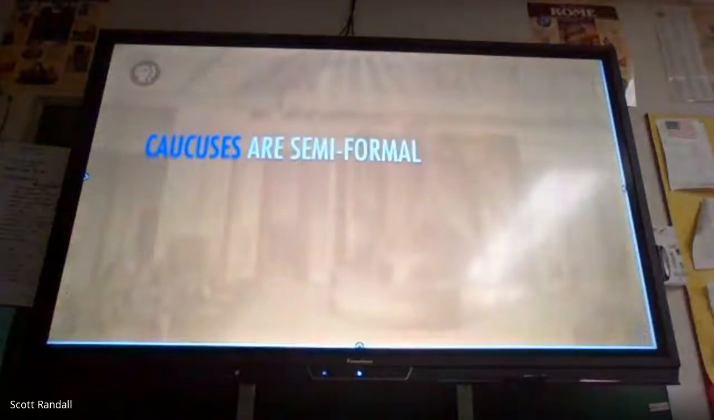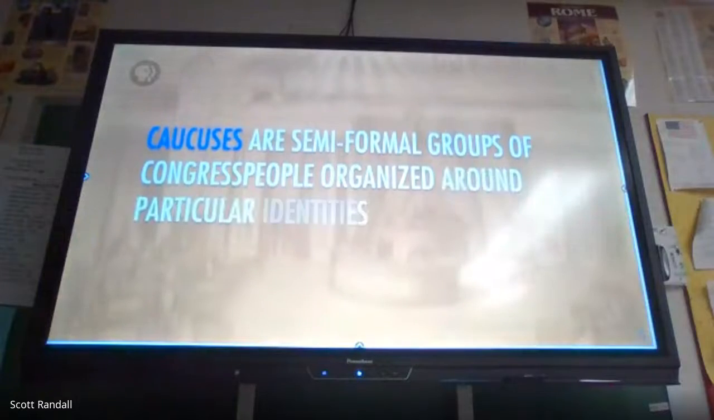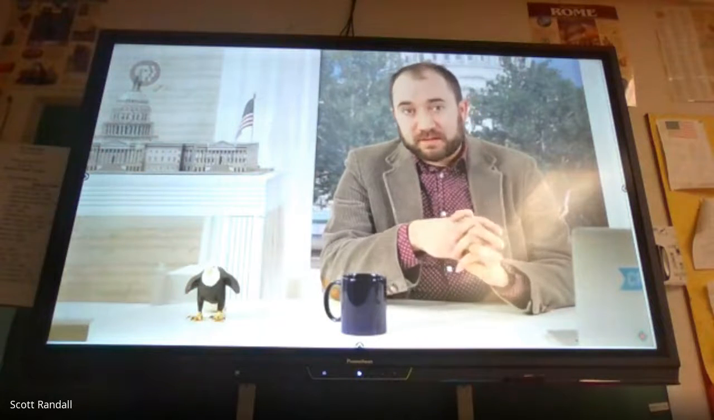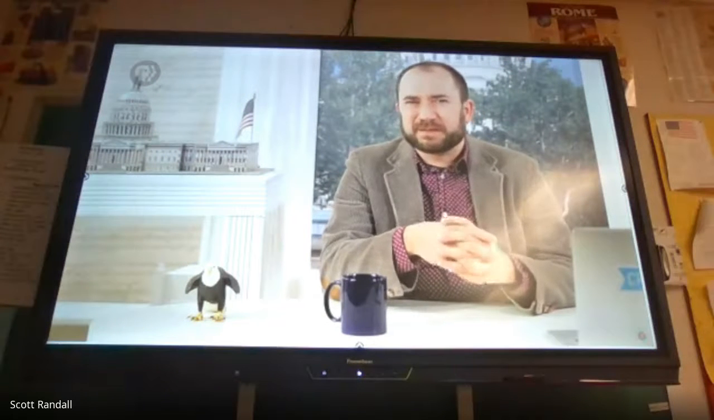Caucuses are semi-formal groups of congresspeople organized around particular identities or interests. Semi-formal in this case doesn't mean that they wear suits and ties. It means that they don't have an official function in the legislative process. But you know what? Class it up a little. Just try to look nice.